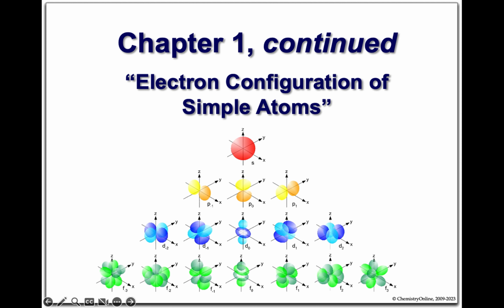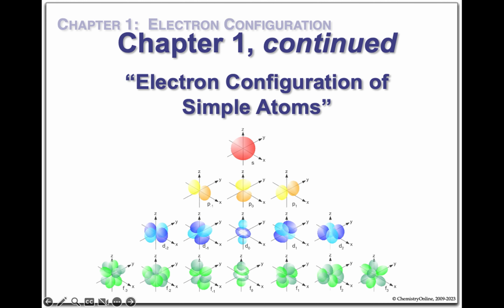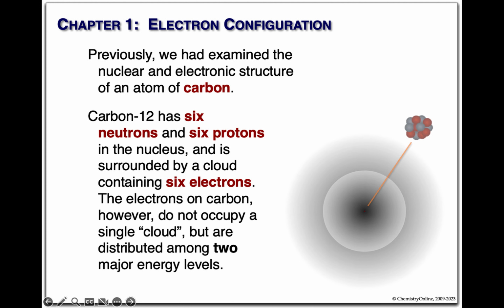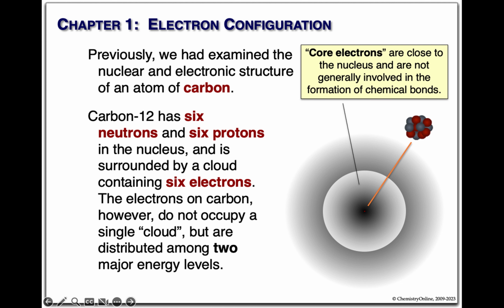Electron configuration. When we were talking about isotopes in chapter 1, we looked at this rendition of a carbon atom. At the time, I pointed out that I had placed the electrons in 2 different energy levels. The inner electrons here are called the core electrons. They're not involved in making bonds or anything like that. They're closest to the nucleus, and they're just there.